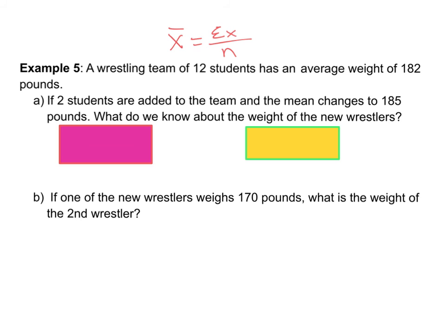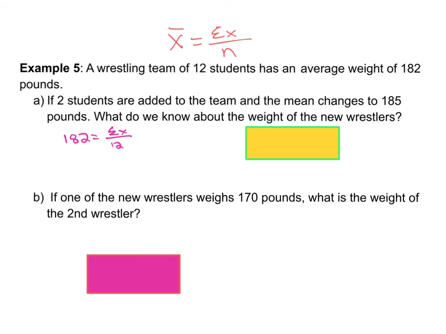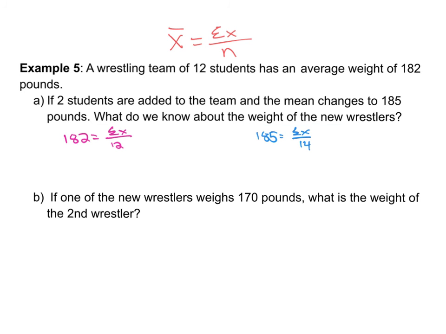So if we know a wrestling team has 12 students and an average weight of 182, we can take a look at setting that up. 182 equals the sum of x divided by 12, because we know it was a 182-pound average, or mean, and then we know that there were 12 students. The thing is, we don't know what the sum of all those values is. And if we added 2 students, we know that the mean changed to 185. So the sum divided by 14 equals 185.